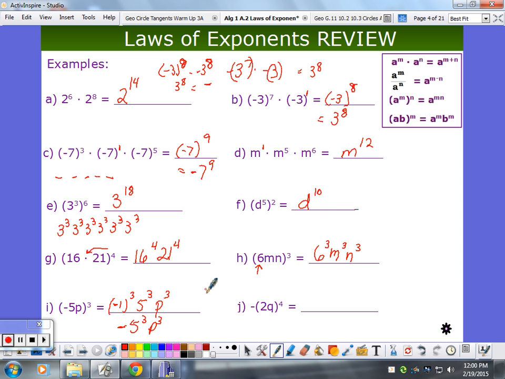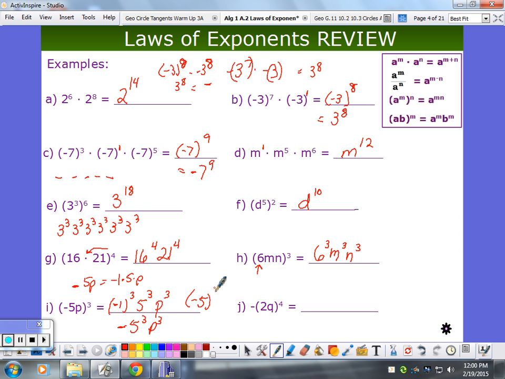Where did you get the -1? Because that's what this is. A negative 5p is the same as -1 times 5 times p, isn't it? So some people see it a little bit easier if you pull that out separately. Is this a positive or a negative number? So if we do not want to write the negative, we could have done this.